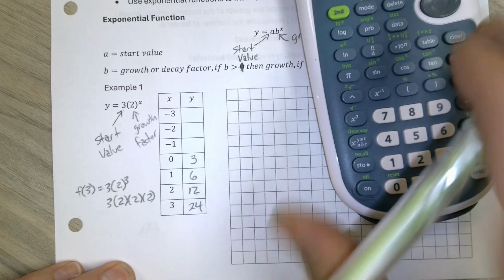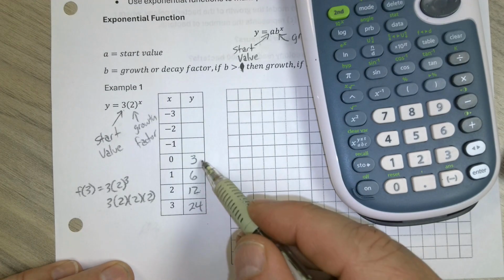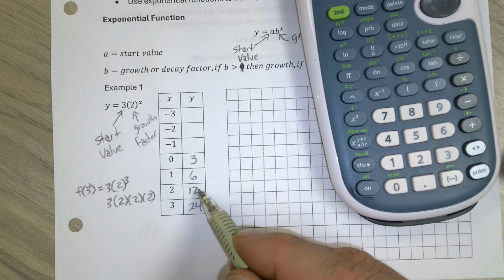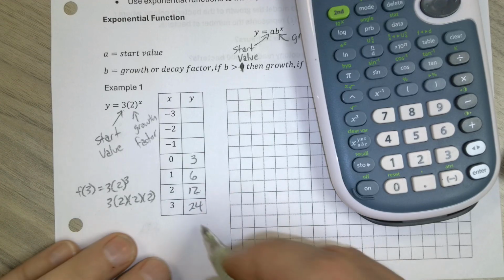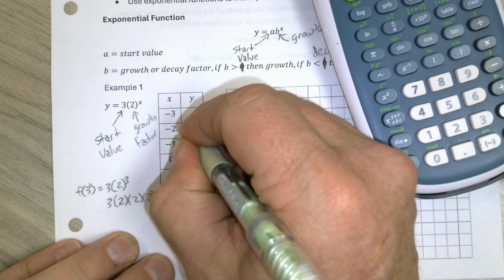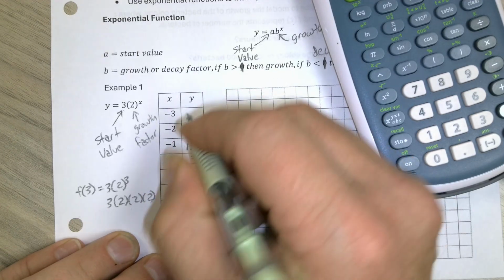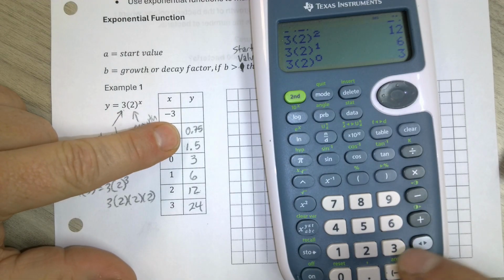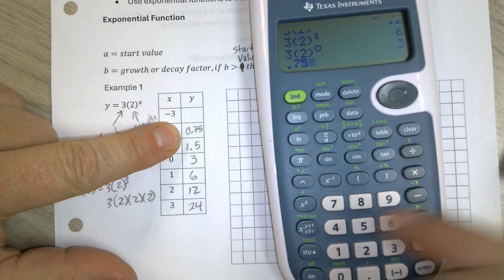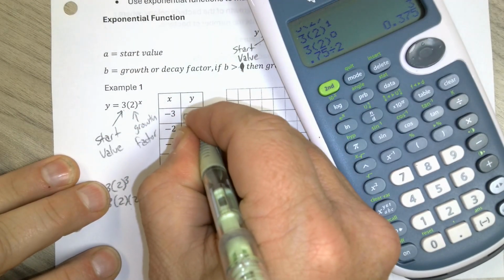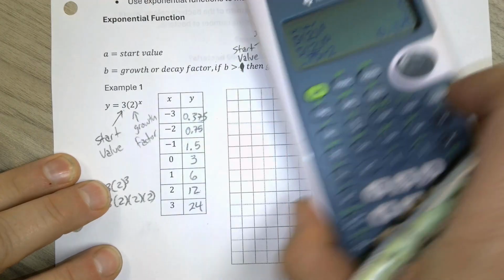Now you may start to see the pattern. As you go down, they're cutting in half, right? As you go up, they're doubling. 3 times 2 is 6. 6 times 2 is 12. 12 times 2 is 24. So if you go down, you should be dividing. So this becomes 1.5. This becomes 0.75. And then this becomes half of that, which is... Sorry about that. So I'm going to put the 0.75 and divide that by 2, and I get 0.375. So that winds up being that value.